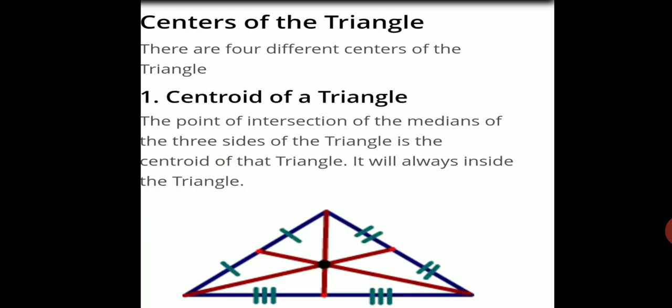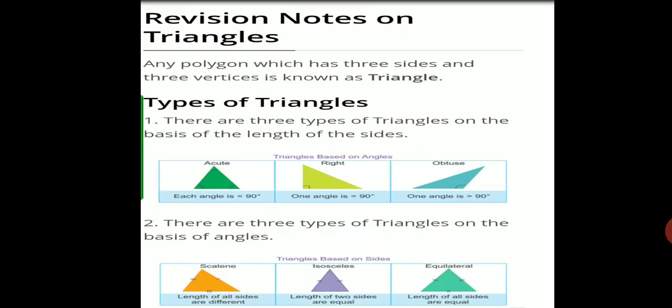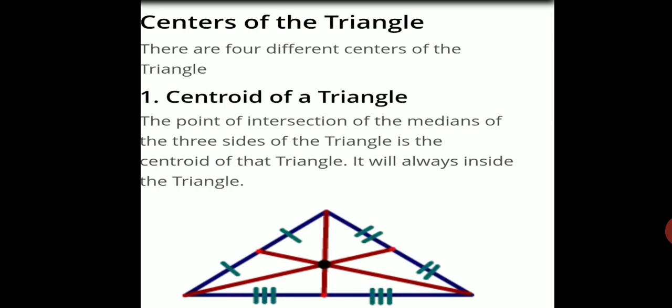Now, centers of the triangles. There are 4 different centers of the triangle. You have already studied them in class 8 and class 9, and perhaps in class 7. The first center is known as the centroid of a triangle. So what is the centroid? The point of intersection of the medians of the 3 sides of the triangle is the centroid of the triangle. It will always be inside the triangle.